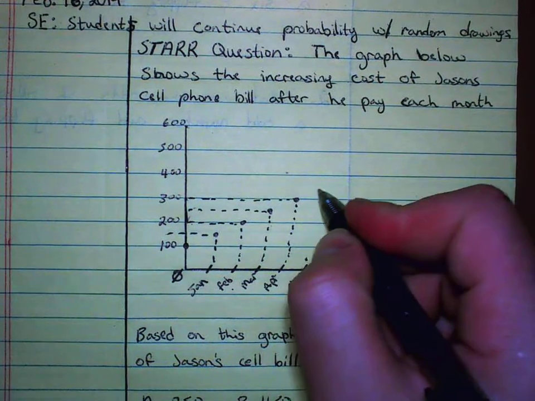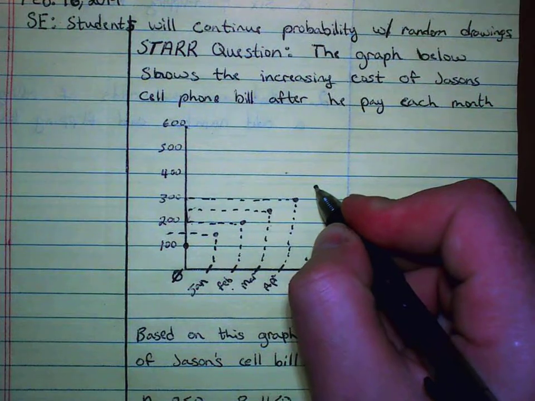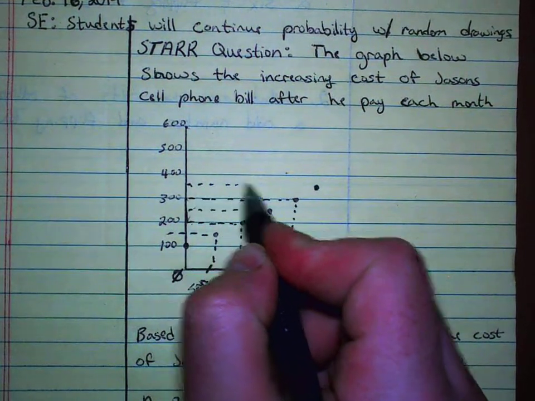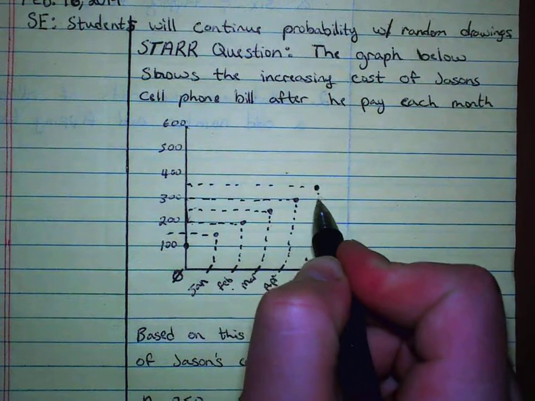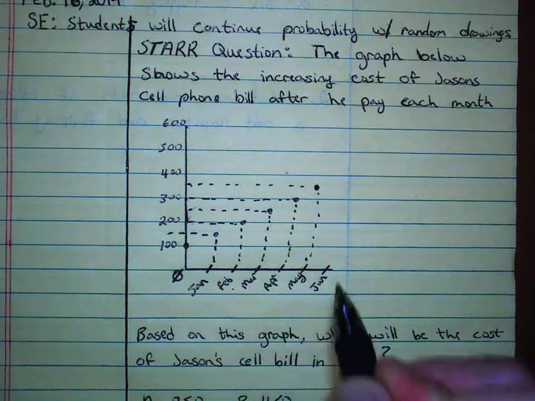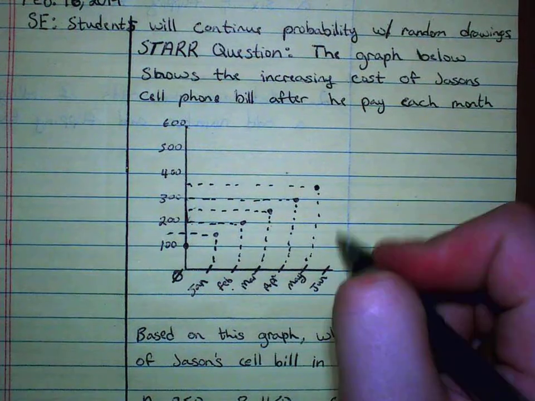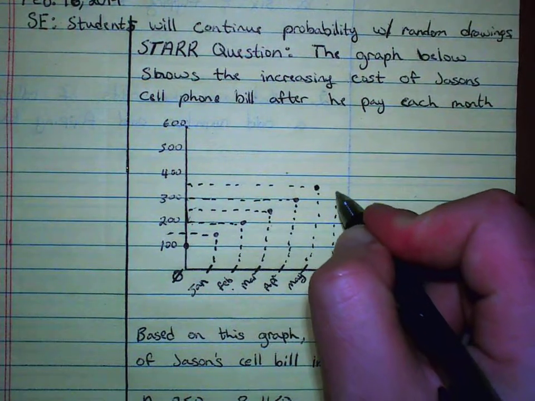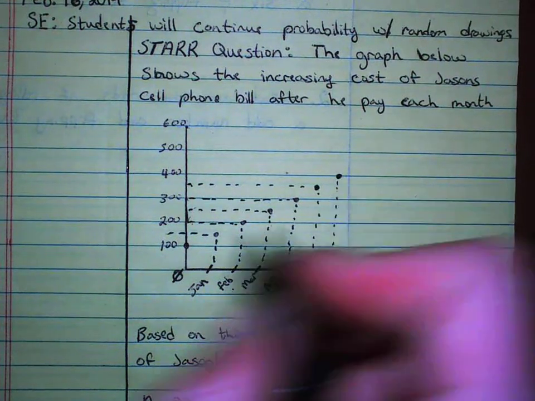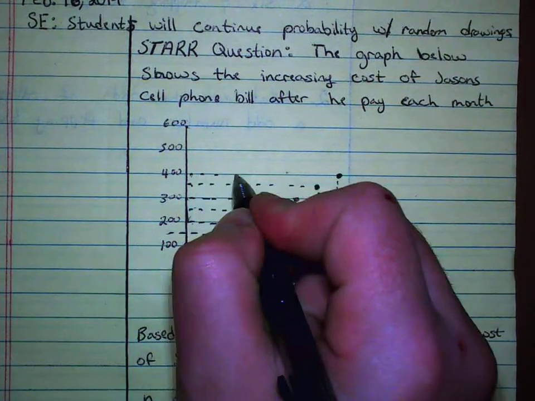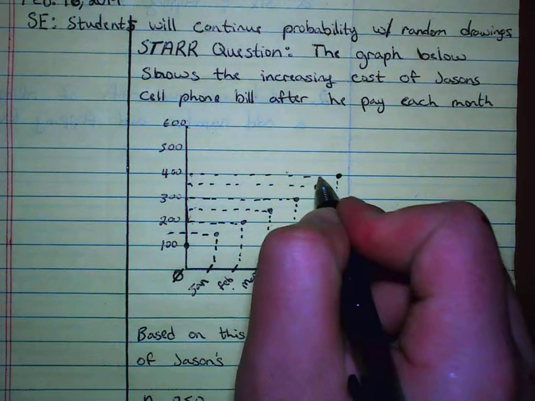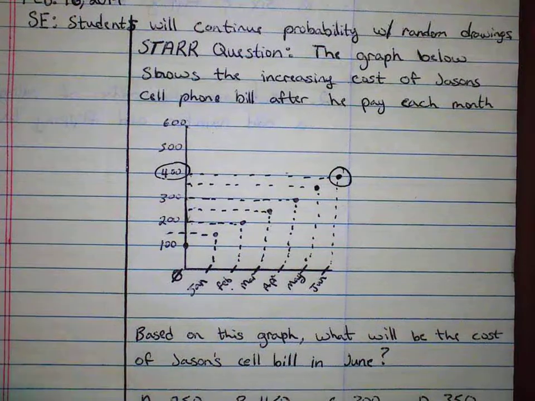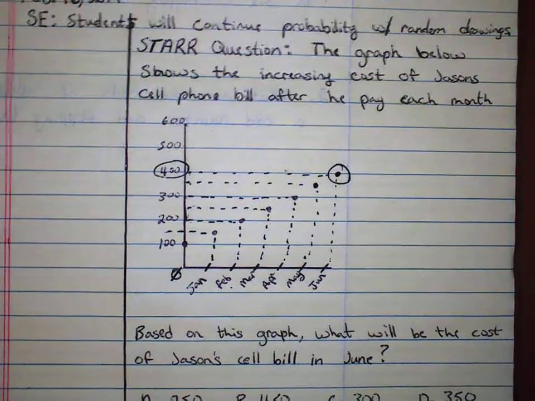So I'm going to put a little dot down at 350. Well, if May is matching up right here and coming down, then where's June going to be? Well, it's going to be the next half up, right? This is the month that we're worried about, June. Boom, and straight across. So June is 400.